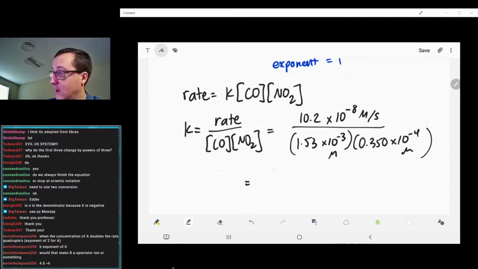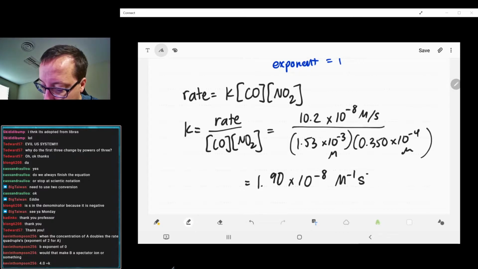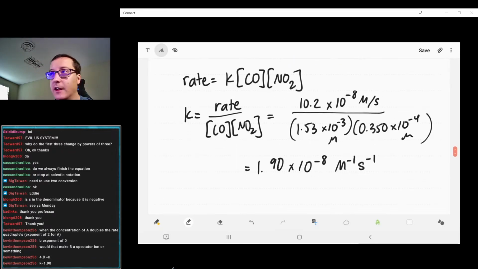Doing this, I get 1.90 times 10 to the negative 8th, if I've entered everything correctly. Looks like I did, so that should be good. Kevin, let me know if you get the same thing. Units again for this will be per molar per second. And now we can, if we wanted, 1.90, hopefully times 10 to the negative 8th.